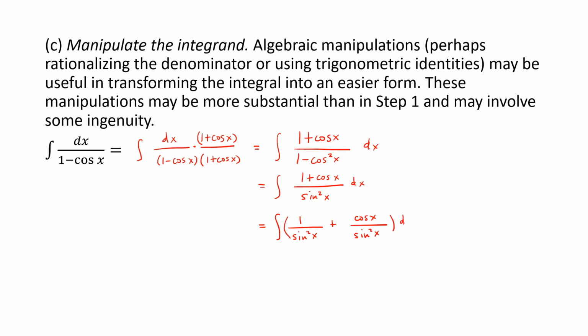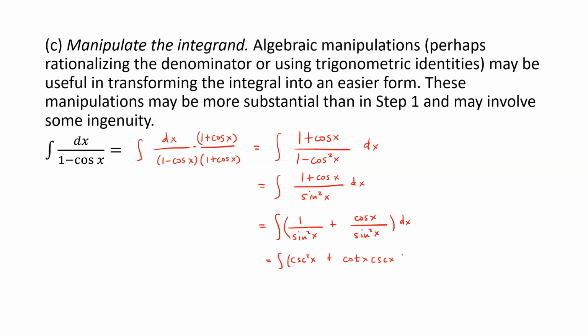And then the first term here would be the same as cosecant squared. And that's one where we know its antiderivative. That would be negative cotangent. How about cosine x over sine squared? I think this would be the same as cosine x over sine, which is cotangent, times 1 over sine, which is cosecant.